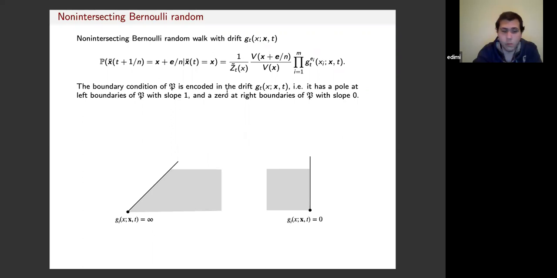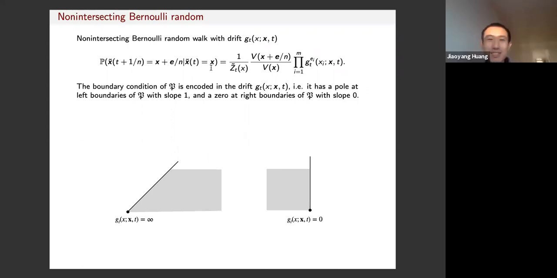If you start at time T, it has a configuration X. After one step, you add the configuration X plus E over N. Because of this Vandermonde determinant, if for this new configuration 2 particles overlap, then this weight becomes 0, so the transition probability is 0. So it makes sure that after one jump, particles are non-intersecting.